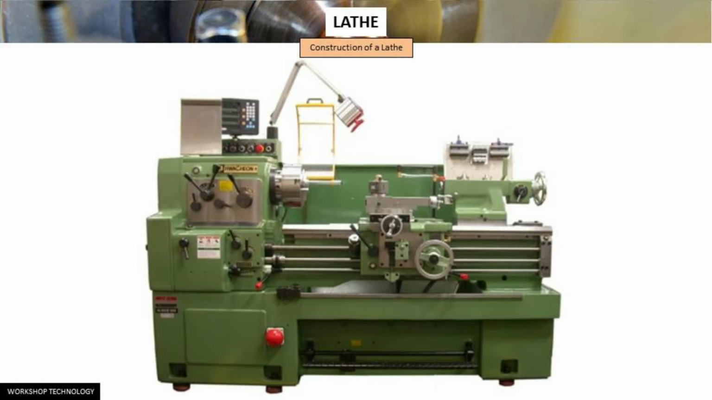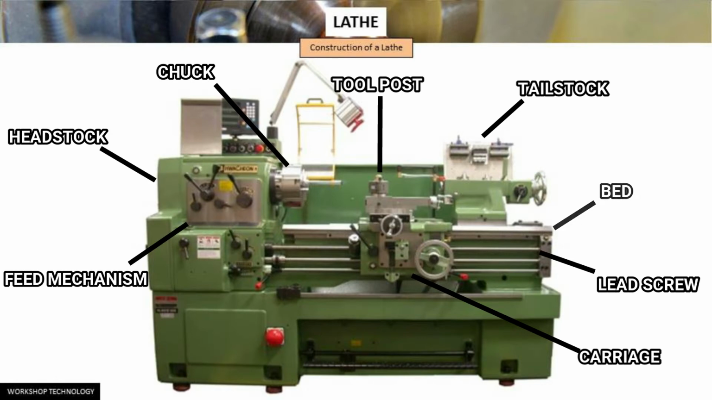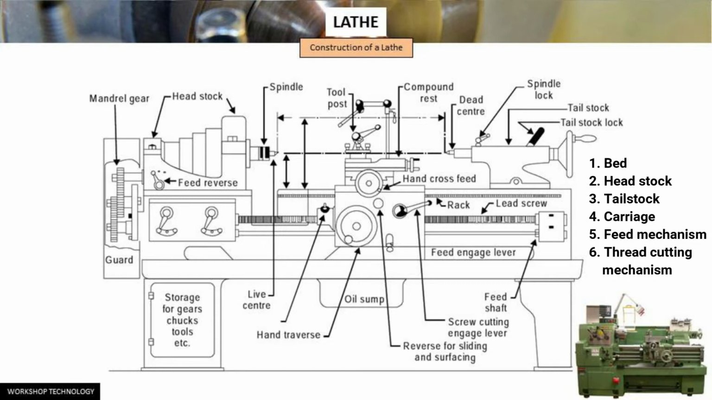Now, let's understand the construction of a lathe machine. A simple lathe comprises a bed made of grey cast iron on which the headstock, tailstock, carriage and other components of the lathe are mounted. This figure shows the different parts of an engine lathe or a center lathe. The main parts are the bed, headstock, tailstock, carriage, the feed mechanism and the thread cutting mechanism. So let's discuss them one by one.